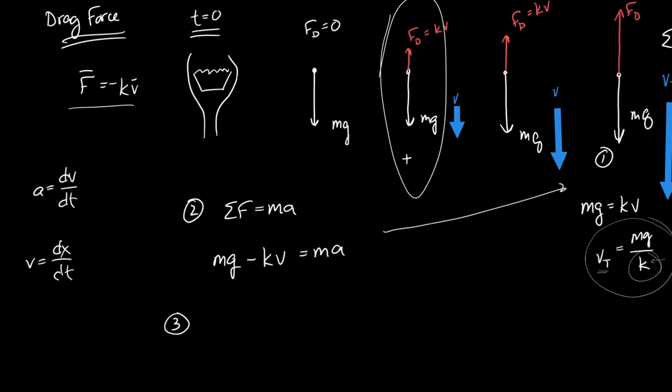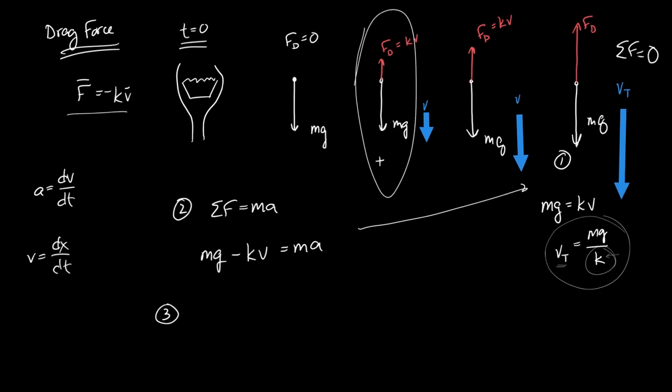We have these two differentials. We know that a equals dv/dt and v equals dx/dt, the two differentials that you were learning about earlier in the year. To create a differential equation, all you have to do is substitute in a differential for one of your variables.